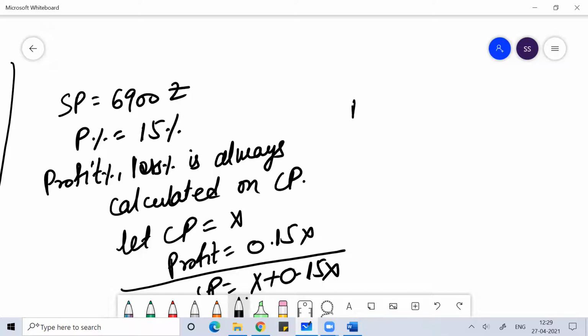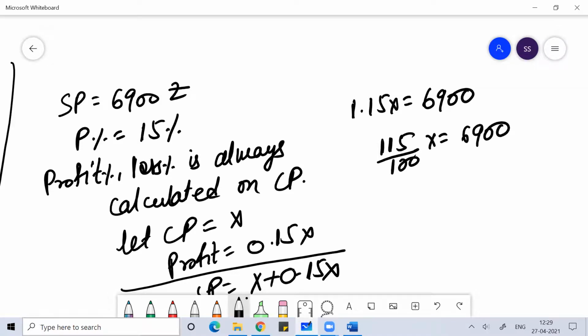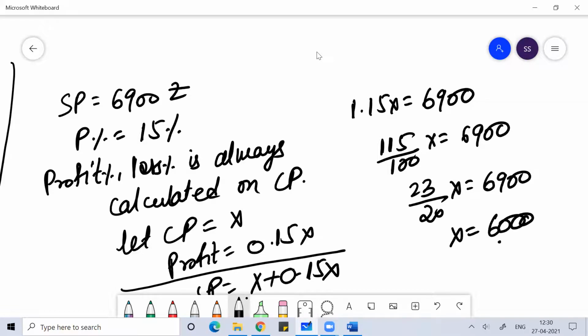So please understand this. Now if 1.15x is 6900, please don't get worried or confused. Trust God, trust your mathematical skill. So 115 by 100x is 6900, that is 23 by 20x is 6900. So the value of x will be 6000. So you get the cost price. If you solve this, you'll get the cost price as 6000, and your selling price is 6900.